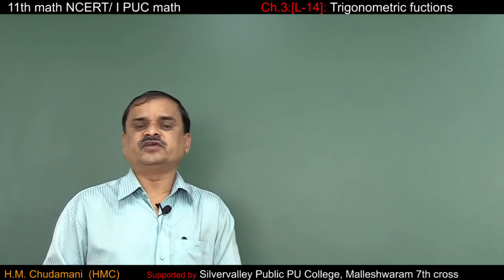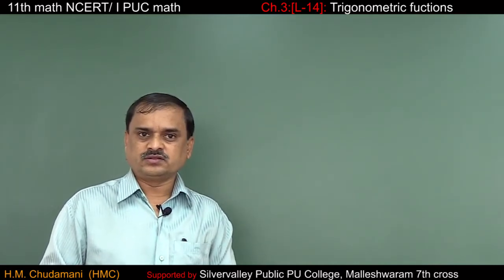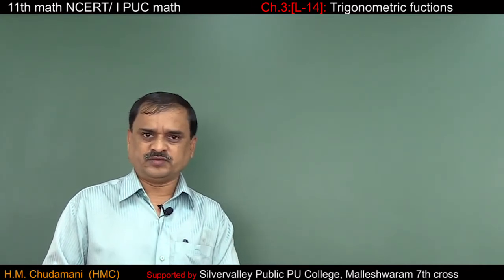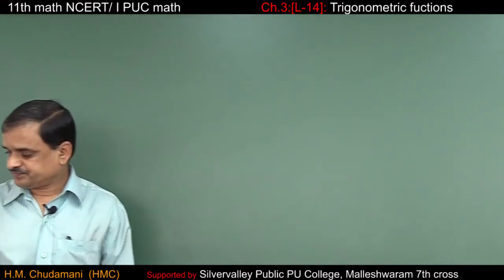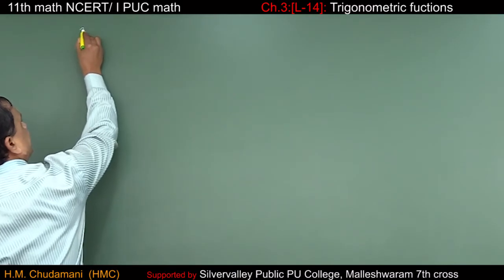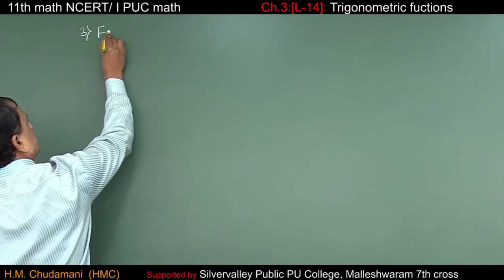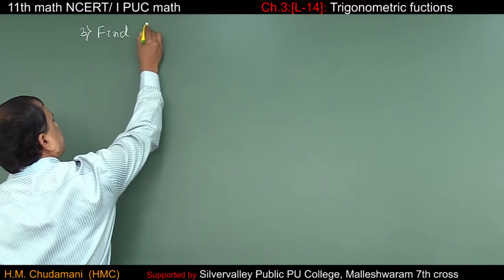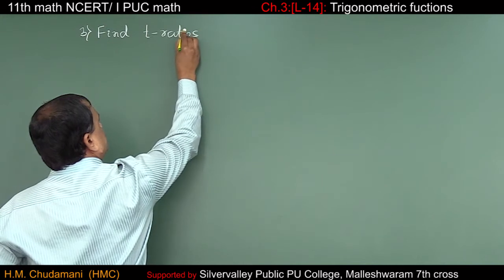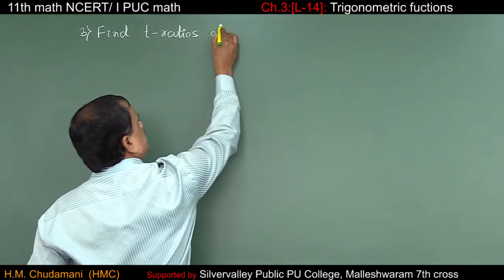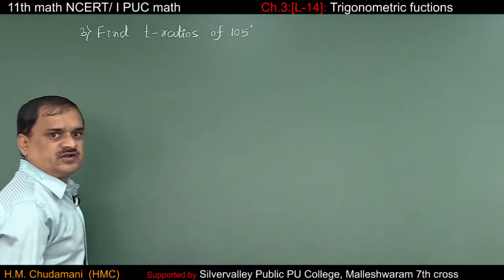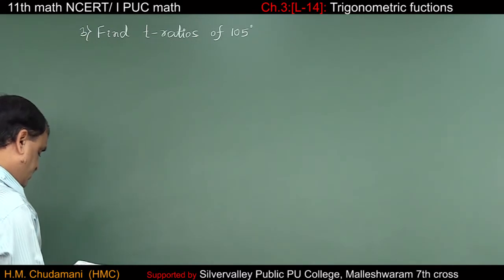If A plus B is equal to 90 degrees, then sin A is equal to cos B and tan A is equal to cot B. Let us take the third one. Find the trigonometric ratios of 105 degrees.